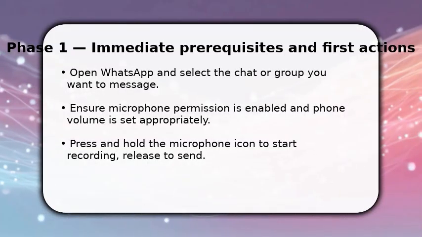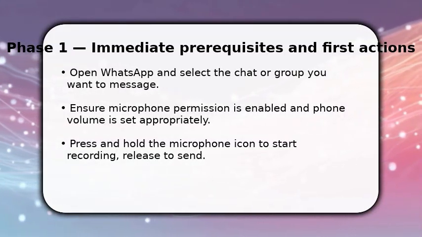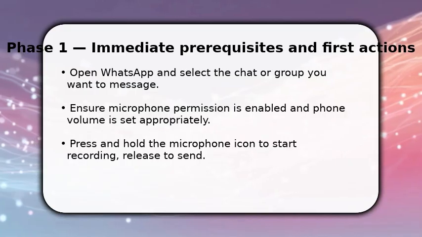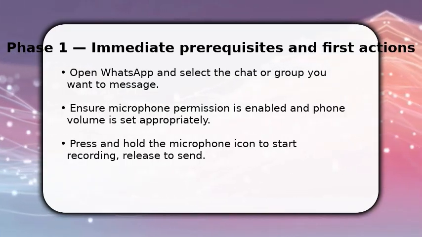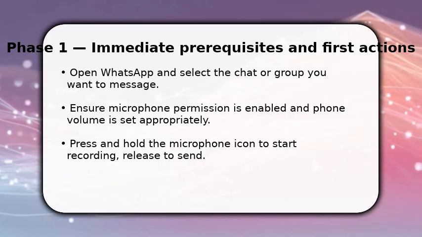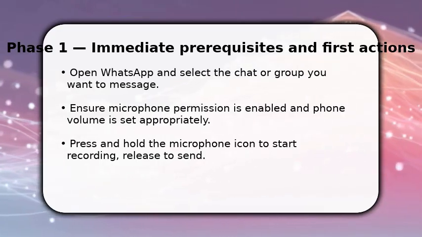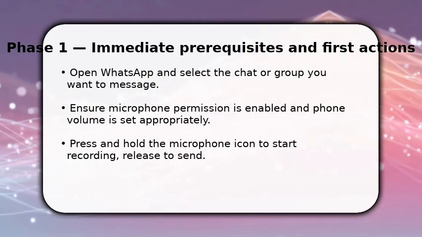You start by opening WhatsApp and choosing the chat. Make sure the app has microphone permission, otherwise recording won't work. Position the phone and check ambient noise so your voice stays clear. Press and hold the microphone icon next to the text field. That gesture begins the recording immediately.